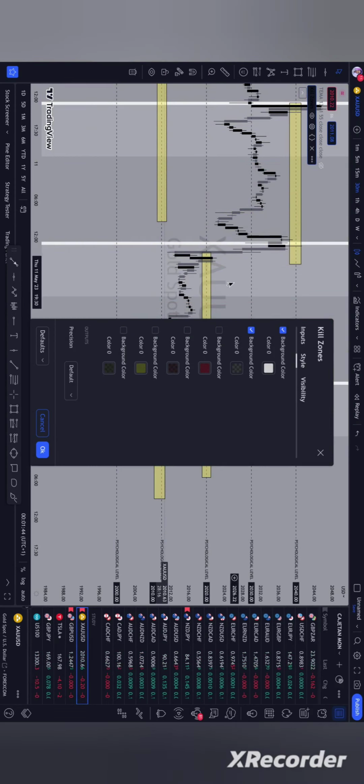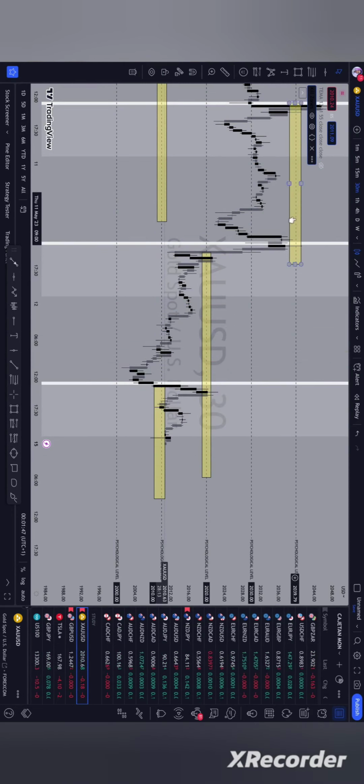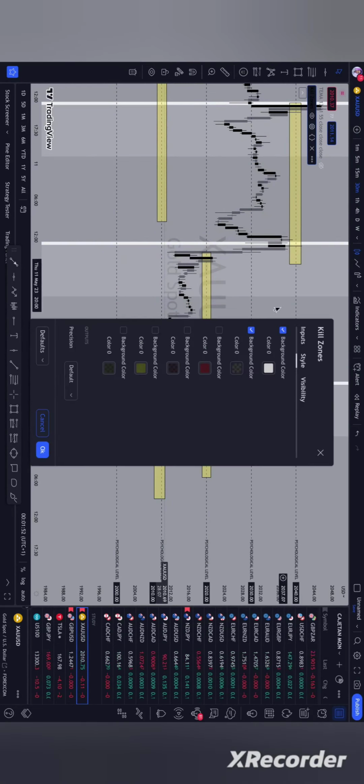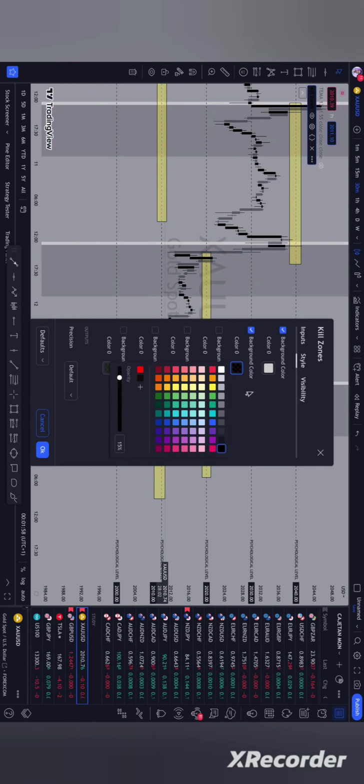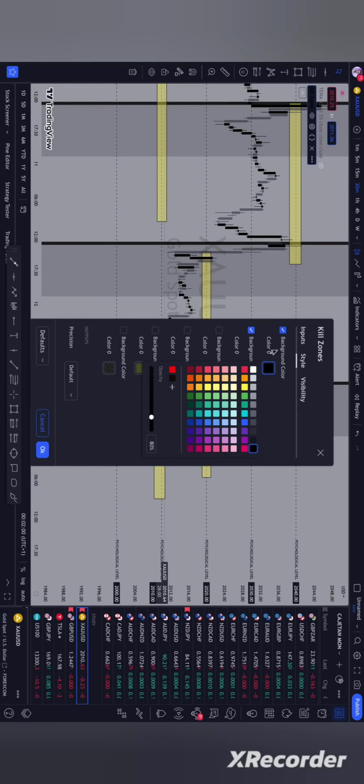I'll just allow the white line and the white background. So this is all we're interested in, this white line and the background after the white line. Let's make it black, for example, so that it will help your eyes. So let's make it black like this, and a black line. I think this one will help you.